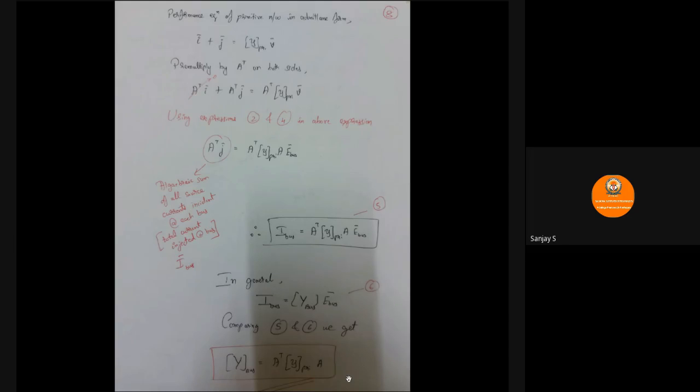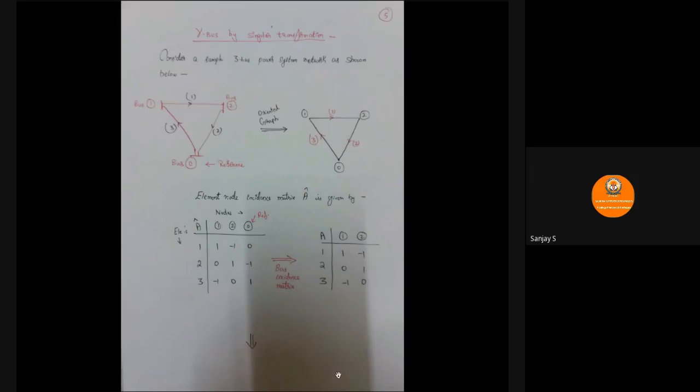And from an examination point of view, again, Y bus by singular transformation is there in every question paper. So for this derivation, you can take any sample network. What we'll have to do here is first draw that particular network, write down the graph for that, and try to find the A matrix. This finishes the first part of the job.